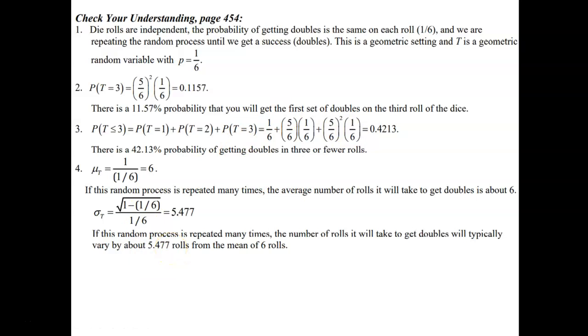Okay, so the expected value for this distribution, or the mean, is 1/p, so that's 6. If this random process was repeated many times, the average number of rolls it would take to get doubles is about 6. And then the standard deviation is 5.477. Have you noticed that the mean and the standard deviation are pretty close together? If the random process is repeated many times, the number of rolls it will take to get doubles will typically vary by about 5.477 rolls from the mean of 6 rolls.